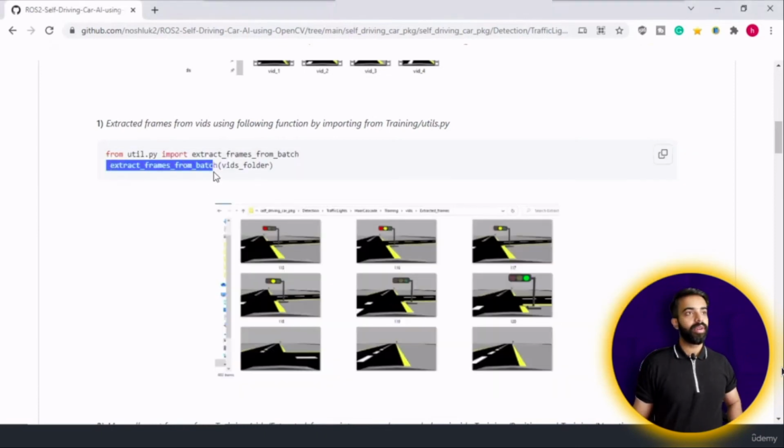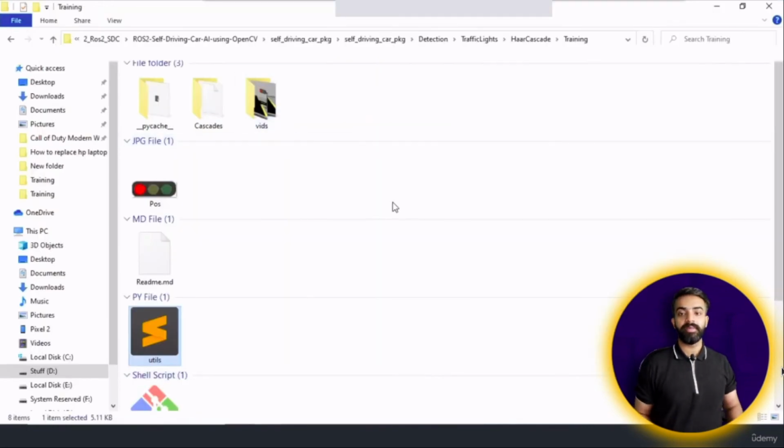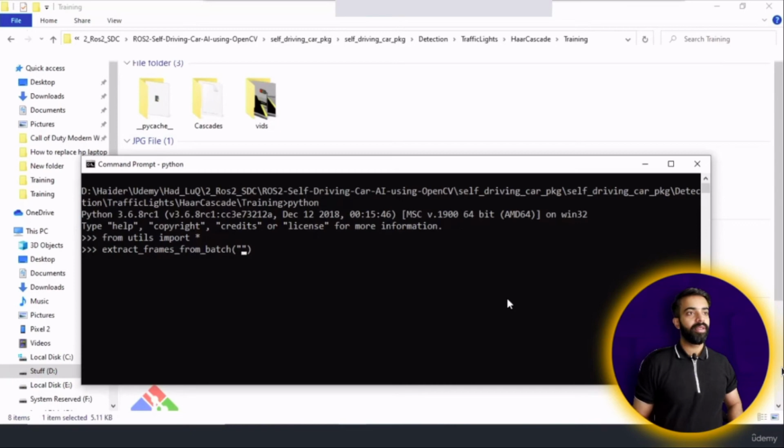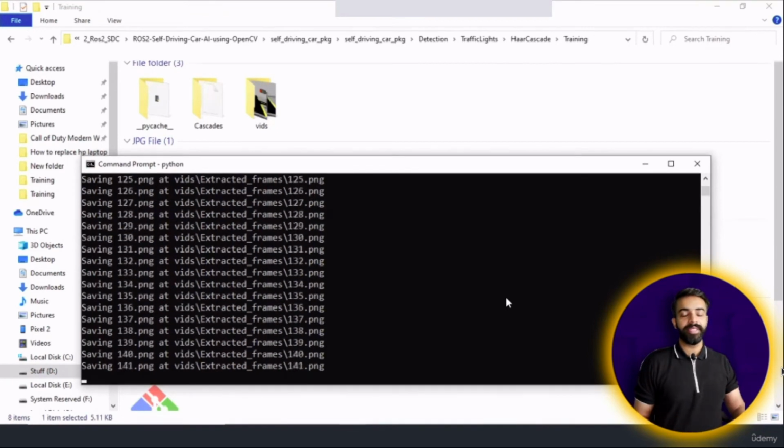And then we simply copy over the function that we would require and specify the videos folder in its parentheses. Now, the videos folder name, if you look back in the training directory, was videos, in small case in our case. So you need to provide the relative location of the videos folder, and then press enter. And then you will observe that it starts saving each of the frames in all of those videos inside the extracted frames folder present inside the training directory.